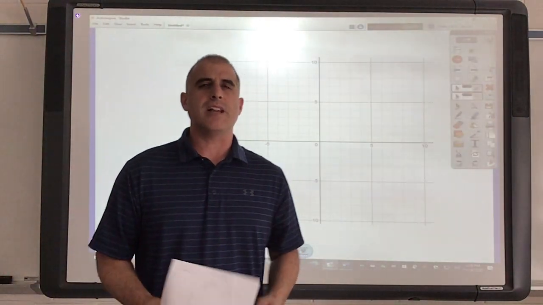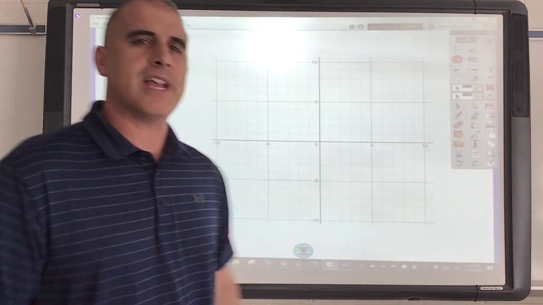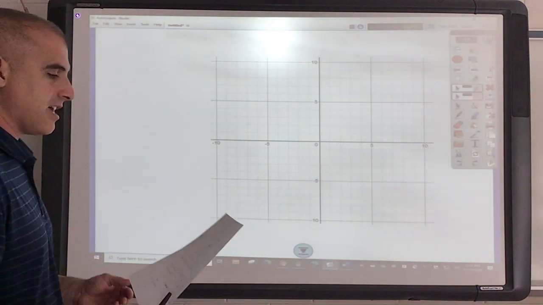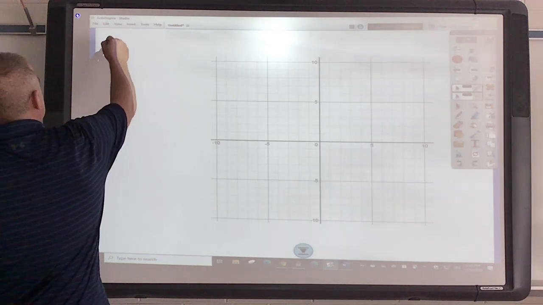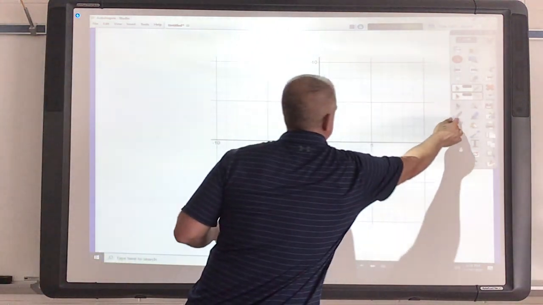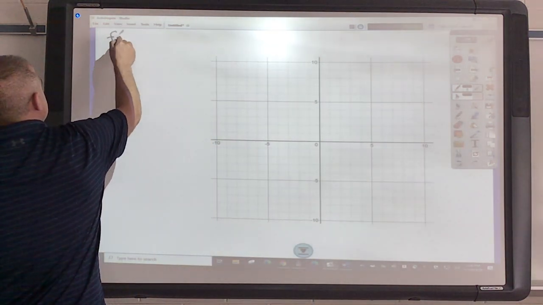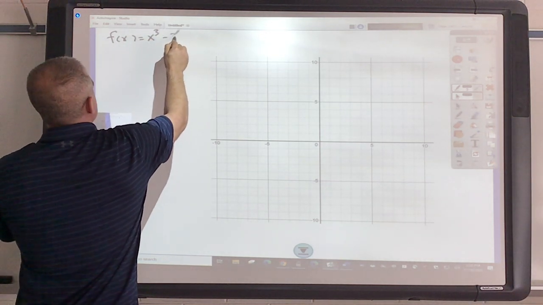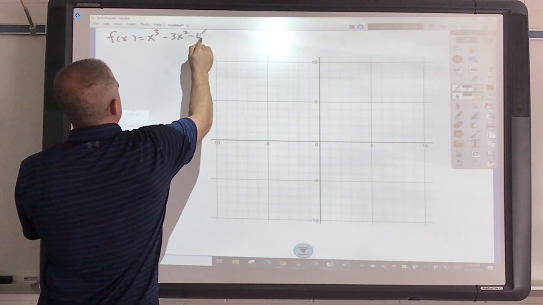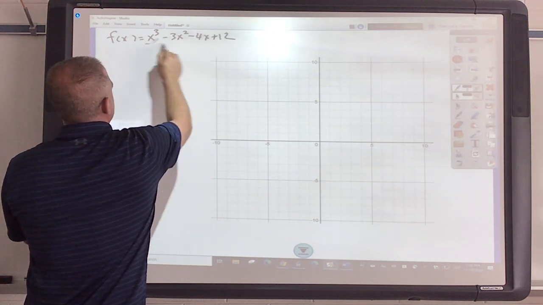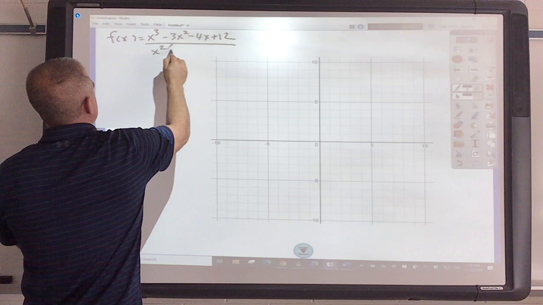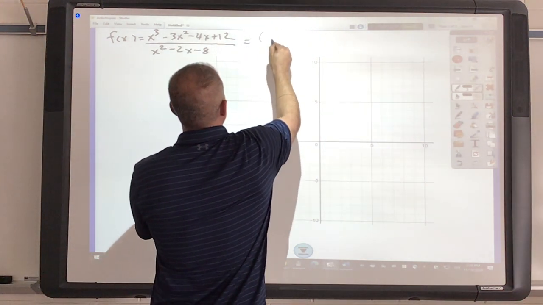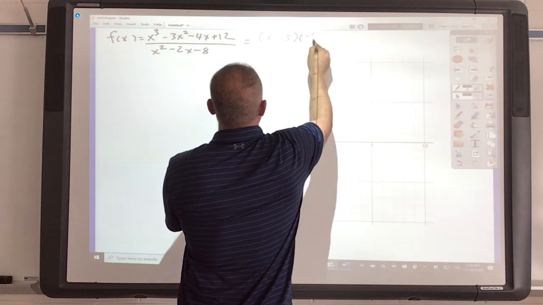Okay, this is going to be lesson 2 in unit 4 for pre-calculus. We're going to talk a lot about rational graphs today. Here's your function: x cubed minus 3x squared minus 4x plus 12 over x squared minus 2x minus 8. Then we will give you the factors here. These are the factors.